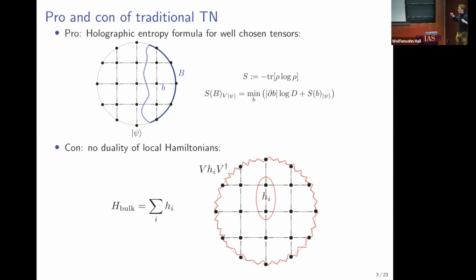So one reason people like AdS/CFT, what's so cool about it, is that it's a dynamical duality. If you had an AdS state, and then you time evolved it for some time t, and then you mapped it to the CFT, you would have gotten the same state if you had first mapped it to the CFT and then time evolved for that amount of time. So you would like something like that in tensor networks. That would be very cool.